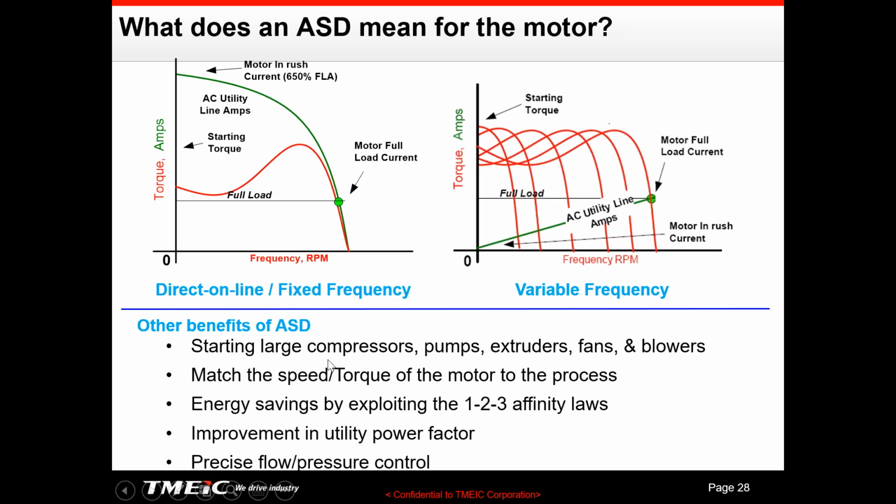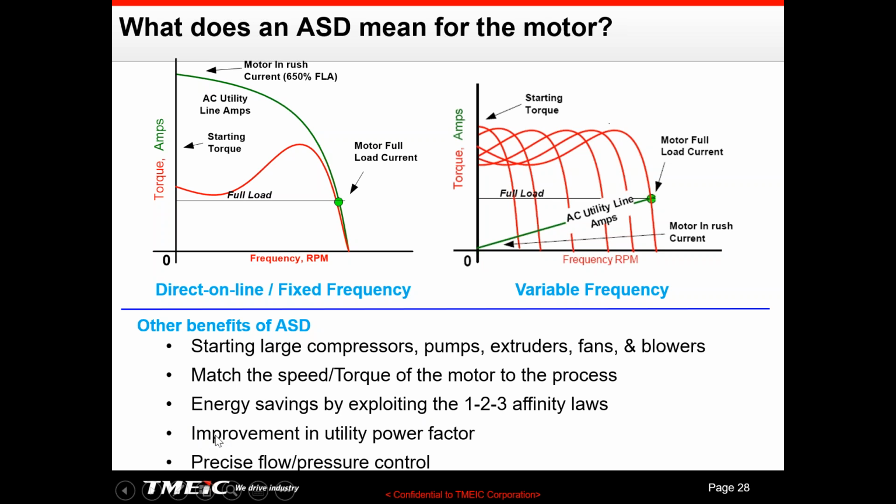Also, other benefits are you can start large compressors, pumps, extruders, fans, and blowers at any time, especially fans with very high inertia. You can reduce the frame size by 2-3 sizes, and sometimes DOL is limited to only 1 cold, 1 hot start. But using the VFD, you can have unlimited starts anytime. And you can match the speed-torque of the motor to the process. You also have energy savings by exploiting the fan laws.